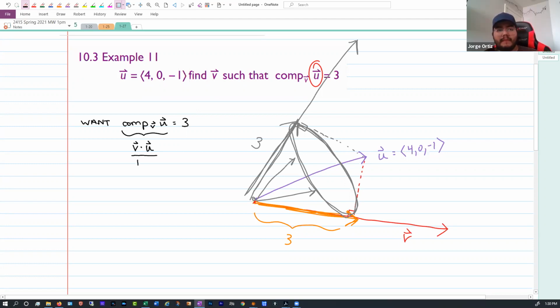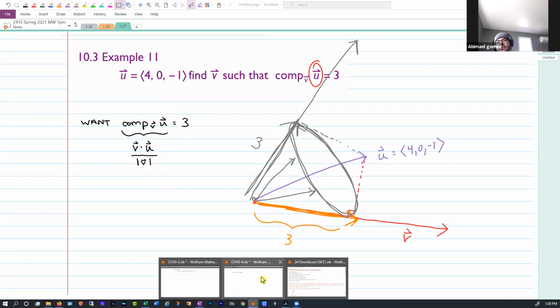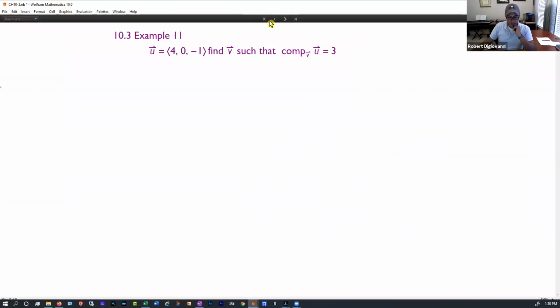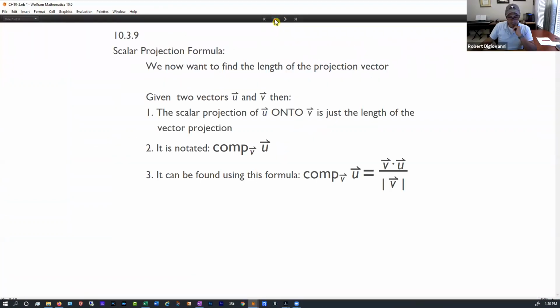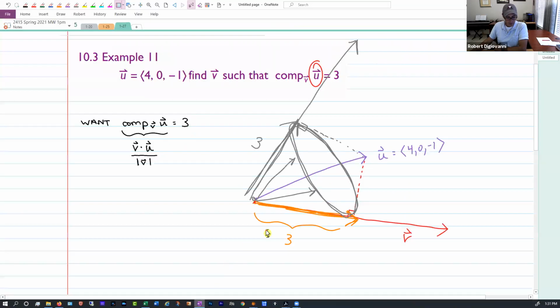Magnitude of v squared. V, careful. The magnitude of v. No, squared, right? This is a length. So let me just go back to this. Here we go. The component of u onto v is v dot u over the magnitude of v. Okay, that's what we're using. So do you all agree that that must equal 3?